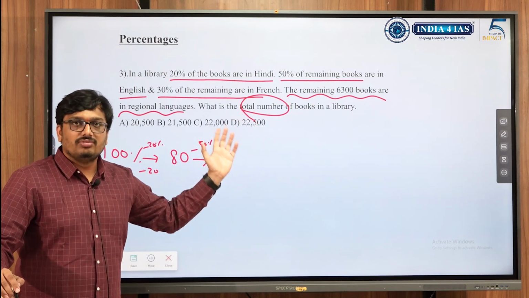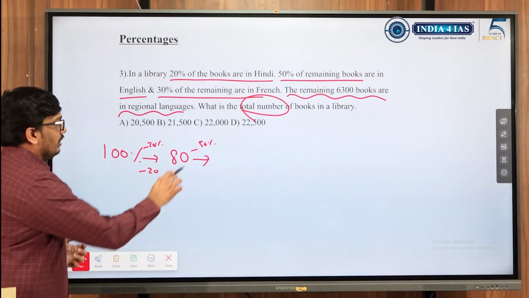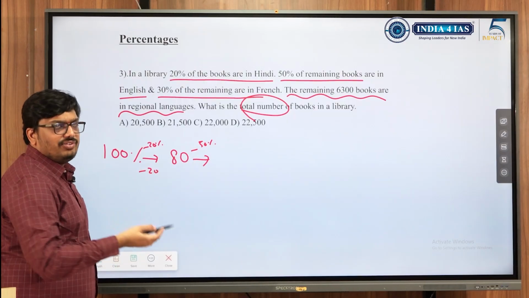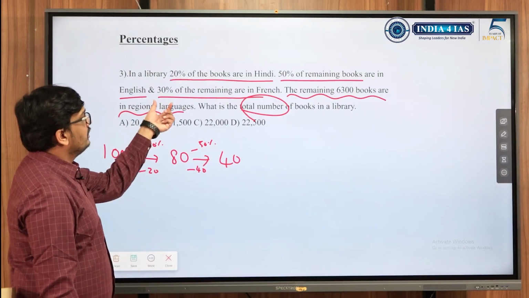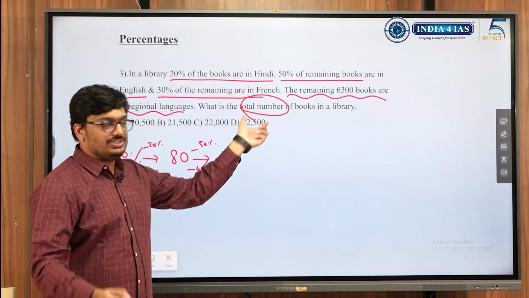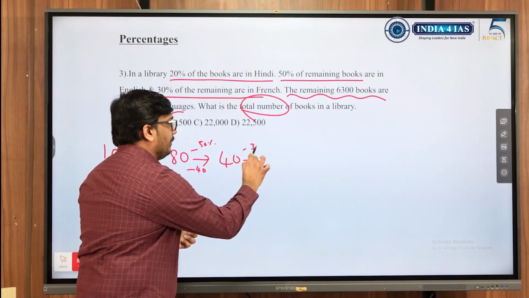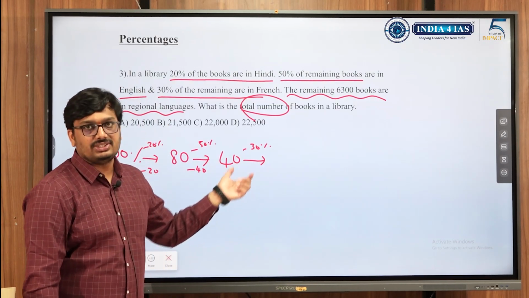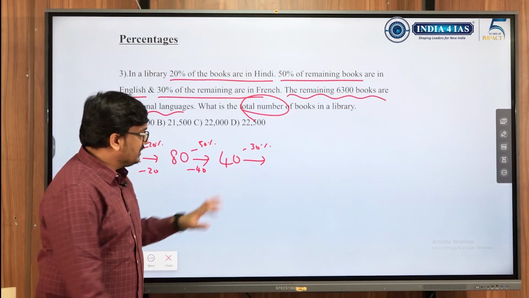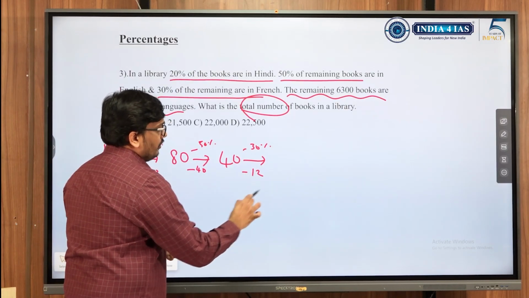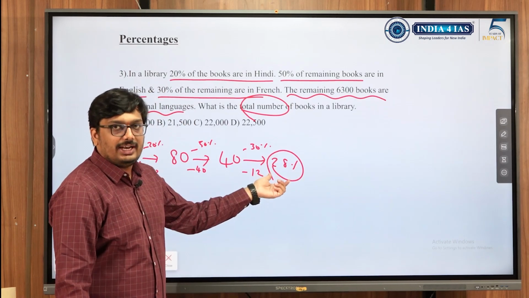These concepts we will first give before starting the classes. Okay. Then 50% of 80 or half of 80, that is 40. 80 minus 40 is 40. Then 30% of the remaining are in French. For 40, what is 30%? First you find 10%, then it is easy to find 30%. 10% of 40 means 4, 20% of 40 means 8, 30% of 40 means 12. 40 minus 12, 28%. Finally, you are left with 28%.